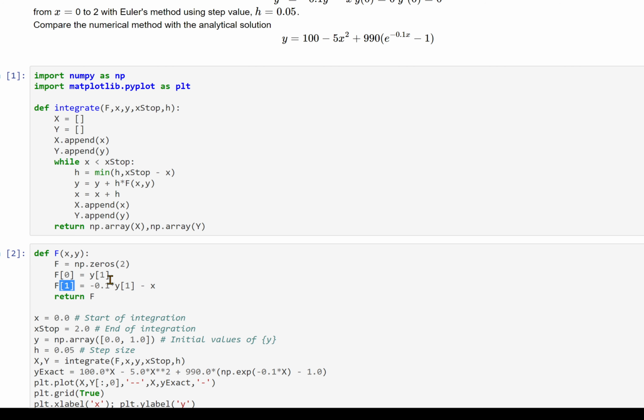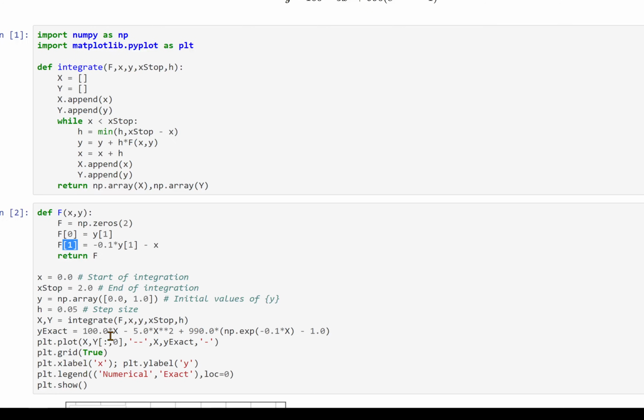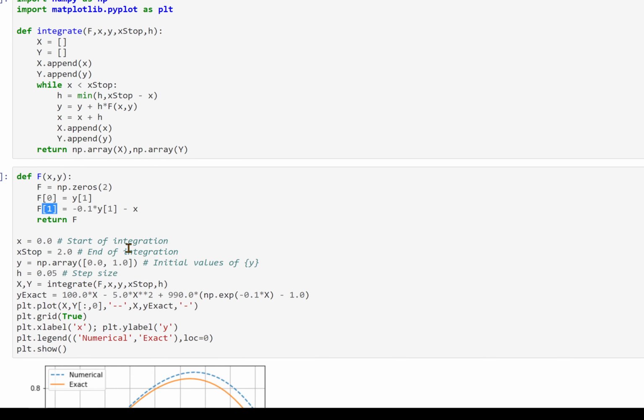So we solve this one. Given any value of your x and y, you can input it in this function, so you can generate the function itself. And then, start of integration. This is the stop, as I said, from this function here. You see, it will stop at x stop.